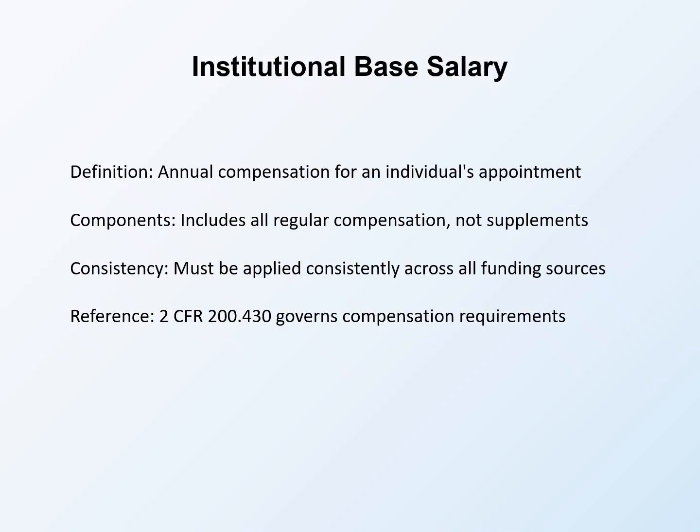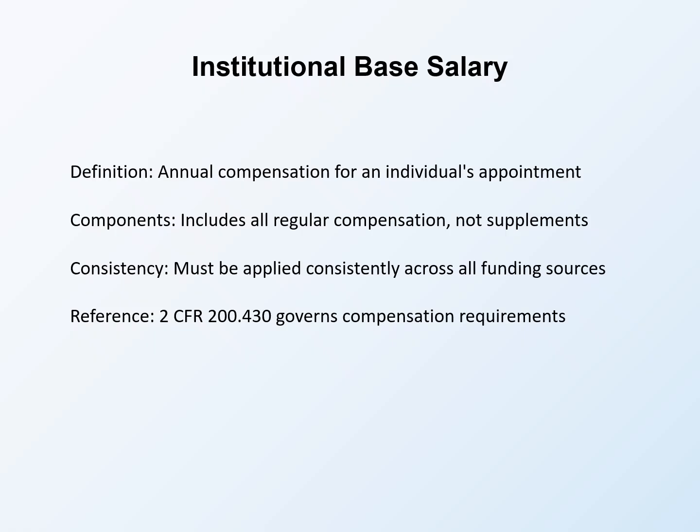Consistency requires that the same IBS be used across all funding sources. You cannot use one salary figure for federal grants and another for foundation grants or institutional activities. The IBS must be applied uniformly, with effort distribution across all activities totaling 100% of that consistent base. 2 CFR 200.430 governs compensation requirements for federal grants.